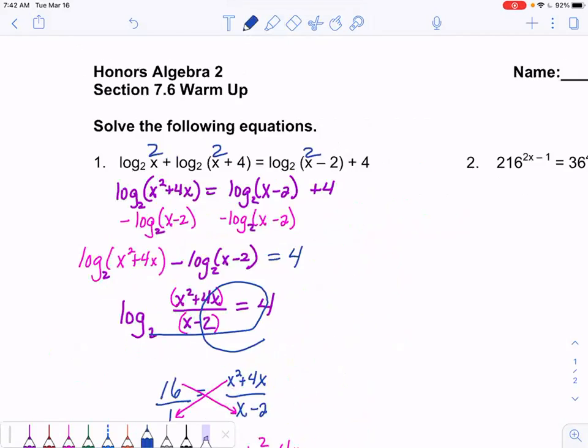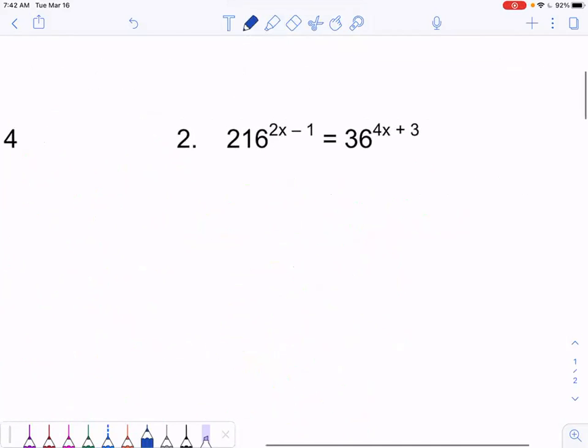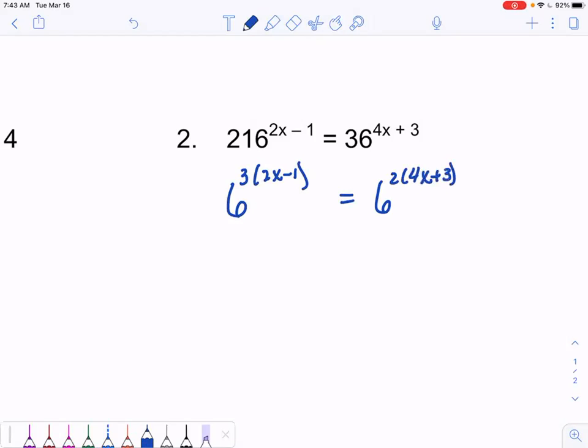All right, one last problem on here. Just a little refresher with exponents. What do you do with 216 and 36? Alyssa? 6. And on the other side, 6 squared. Yeah, nice job. And then also when the bases are the same, what can you do? Awesome. Make those exponents equal to each other. So what does that become?